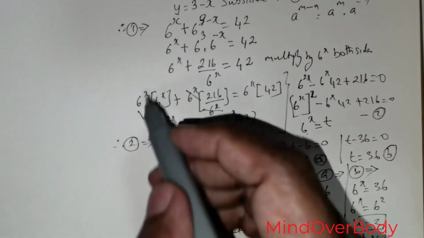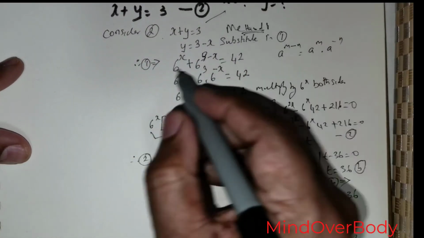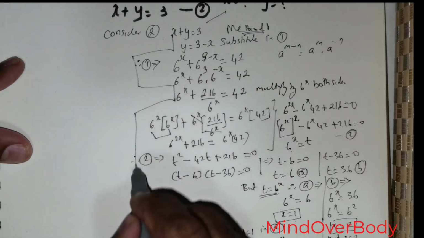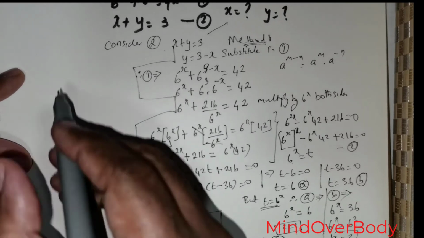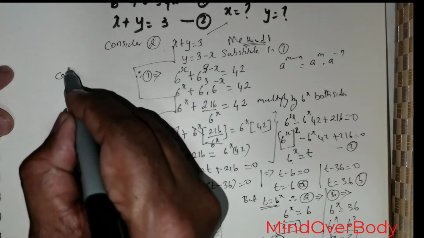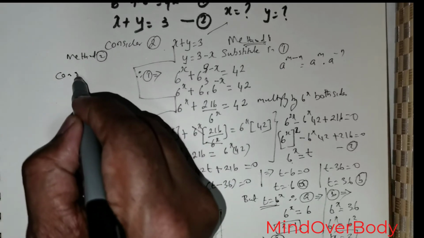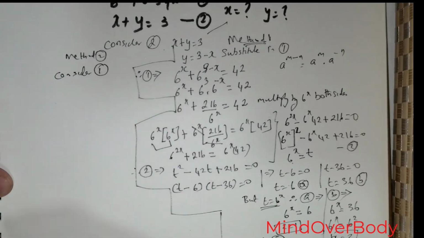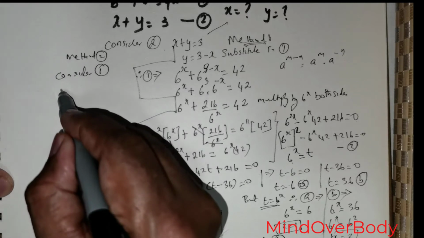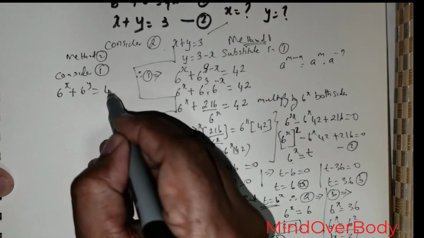Now this is one way of achieving the required solution. So this is one method. Now the second method, let me show you method 2. Consider equation 1. This is method 2. So what I'm going to do is I'm going to say consider equation 1. So what happens to equation 1? Equation 1 has got 6 power x positive 6 power y is equal to 42.